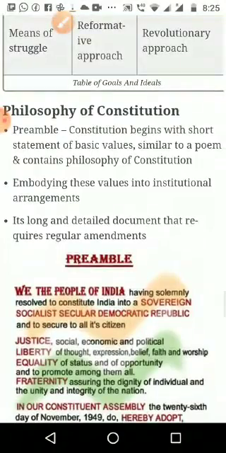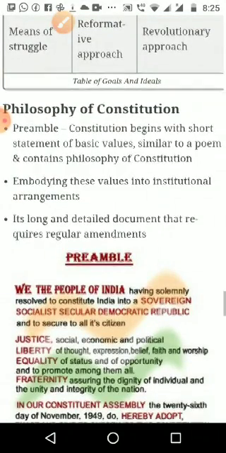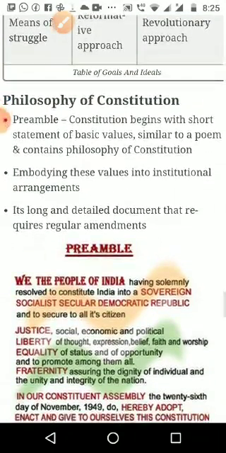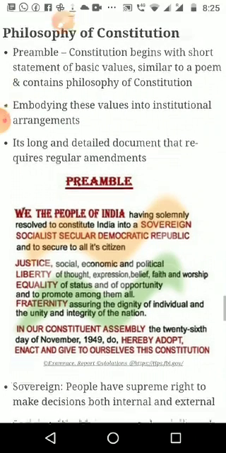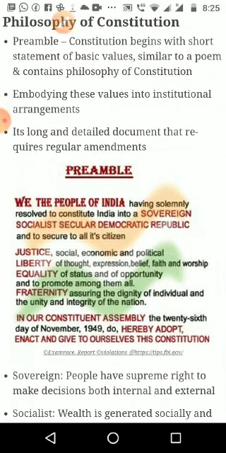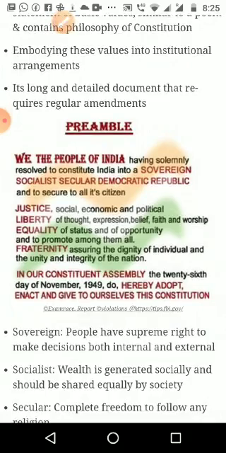Then the philosophy of the Constitution. The Preamble in the Constitution begins with a short statement of basic values, similar to a poem, which contains the philosophy of the Constitution. These values are embodied in constitutional arrangements. It is a long and detailed document that requires regular amendments.